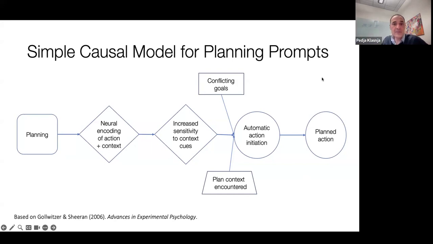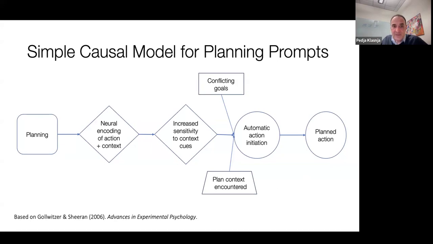There are some modifiers of this, right? This happens in case you don't have strongly held goals that are conflicting with the action initiation, as well as, of course, the fact that this is not going to happen unless you actually encounter the context for which that action is planned, right? So we have some of the moderators and the preconditions for this.